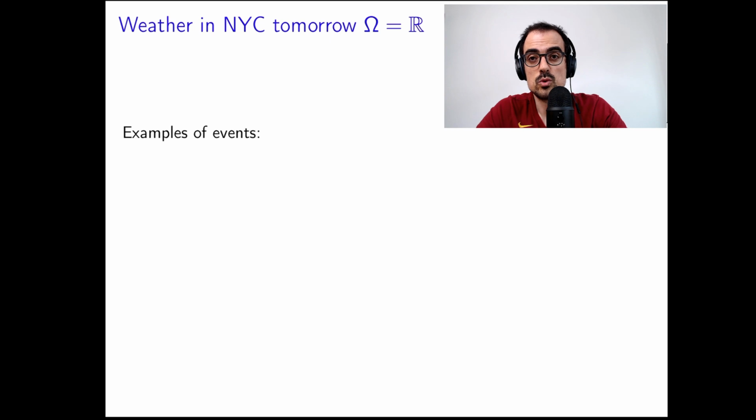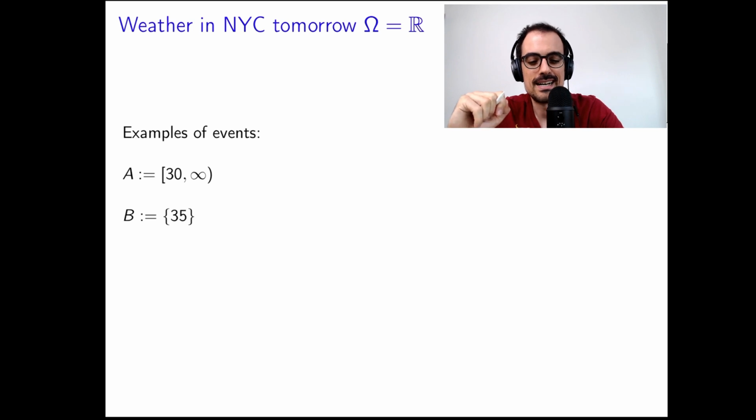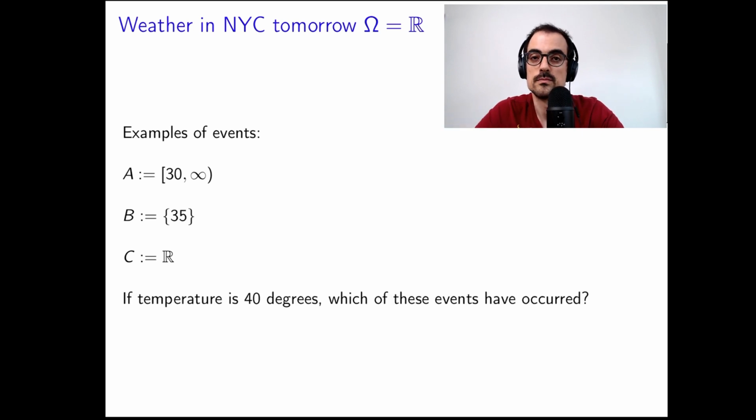Let's talk about the weather tomorrow. When we decide that the sample space is just a real number, so we're just modeling, let's say, temperature at noon in Washington Square Park, some examples of events are the temperature is larger than 30, or higher than 30, or exactly 35, or the temperature is just some real value. Okay, so if we measure the temperature and the temperature turns out to be 40, which of these events have occurred? And the answer is A and C, because 40 is inside A and it's inside C, but it's not in B. Okay.